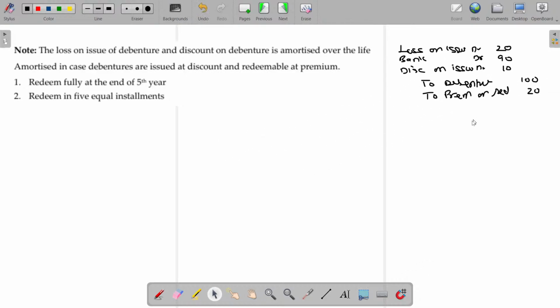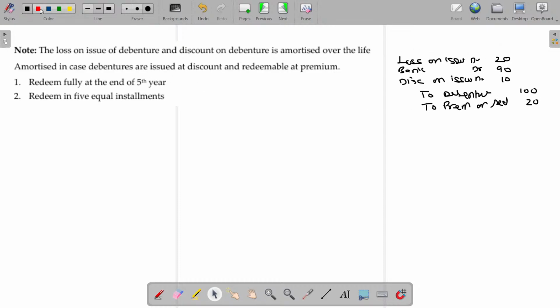Now see here. This is nothing but an issue of debenture at discount, redeemed at premium.